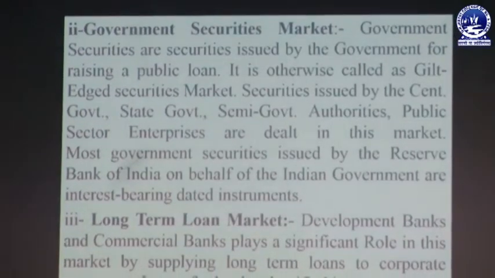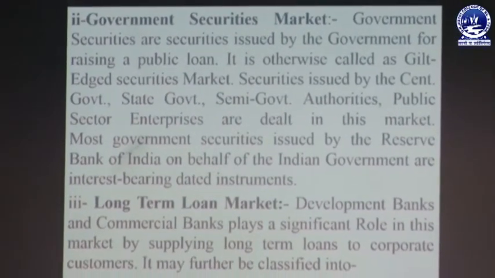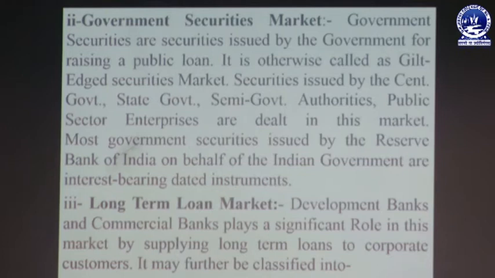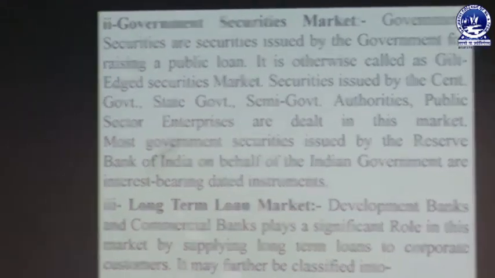Then the second one is your government securities market. Government securities are securities issued by the government for raising a public loan. So here it is purely issued by the government for raising a public loan. It is otherwise called gilt-edged securities. Securities issued by the central government, state government, semi-government authorities or public sector enterprises are dealt in this market. So as it is government securities, that may be central government, state government, semi-government authorities or any public sector enterprises. They are coming under this category.